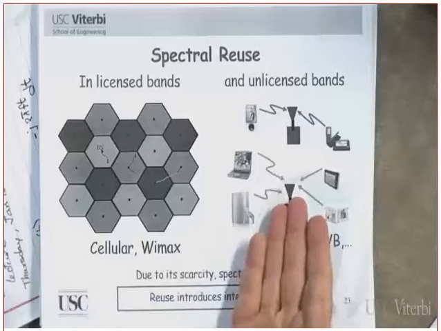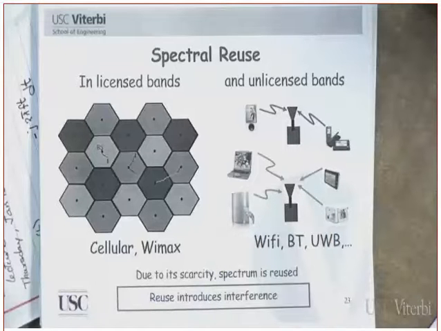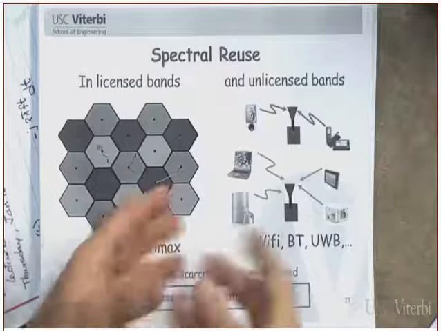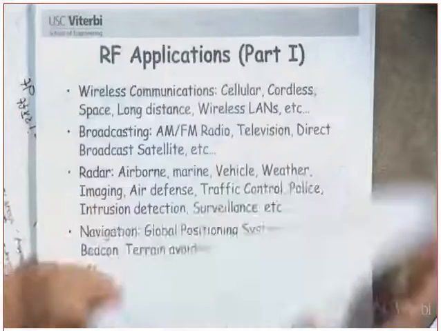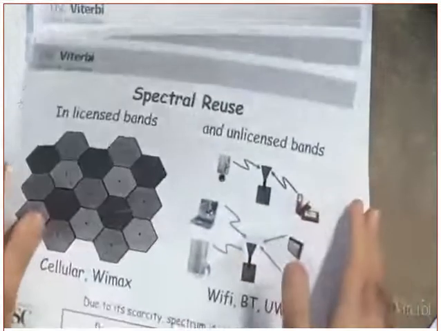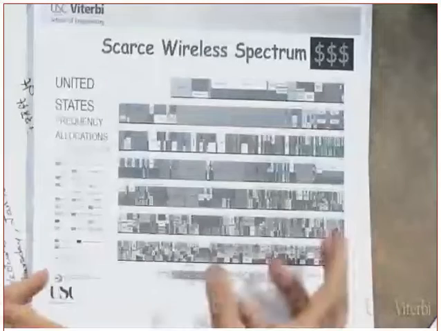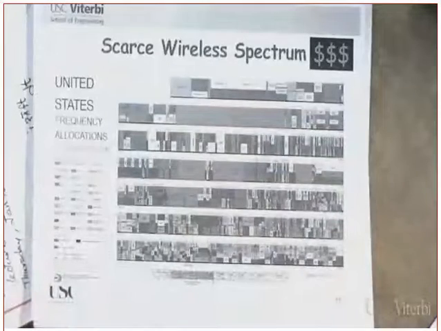Operating in the unlicensed band are 802.11, the Wi-Fi, and UWB, the ultra-wideband, which operates much higher in the frequency range, roughly 50 or 60 gigahertz. At that range, it is not too crowded.